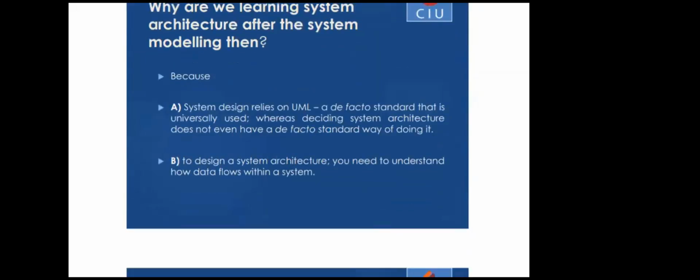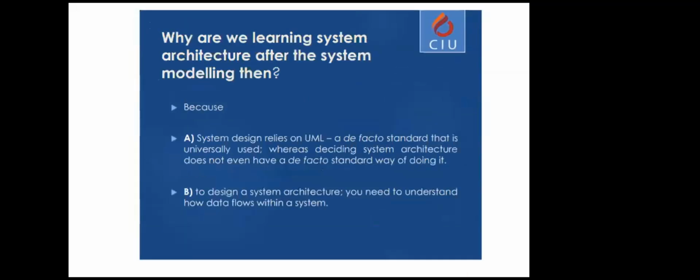Why are we learning system architecture after the system modeling then? If this is a step just before system modeling, why didn't we learn it before system modeling? There are two important reasons why I decided to move this chapter after system modeling, even though it is a step before it. The first reason is that system design relies on UML, a de facto standard that is universally used now in the software world.